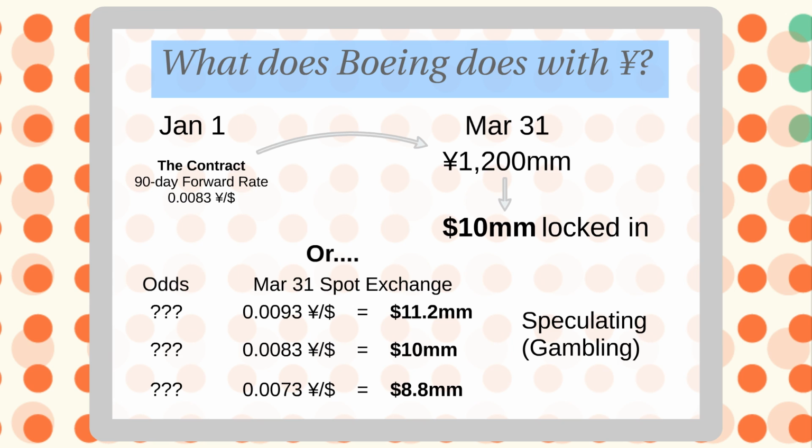The alternative is that they can go with whatever the exchange rates might move to by March 31st. They may not know what the odds are. The amount can vary by several million dollars, and this amounts to speculating or gambling on what future exchange rates will be, which is not what Boeing necessarily wants to do.